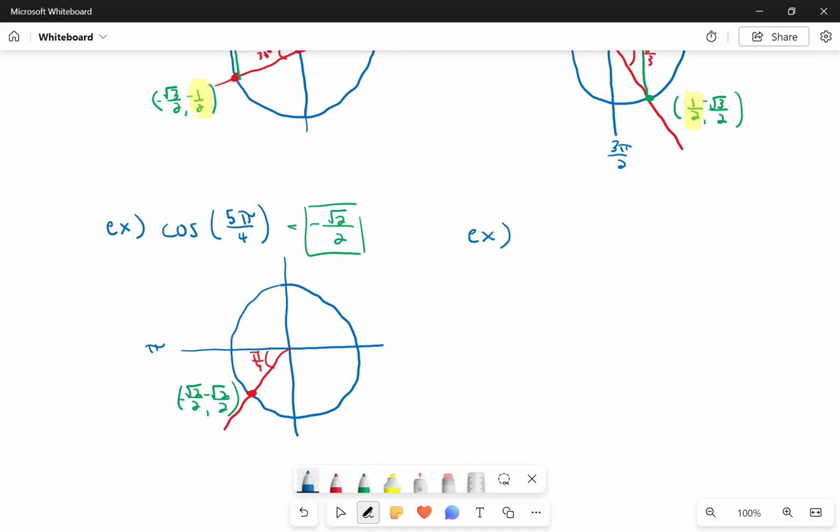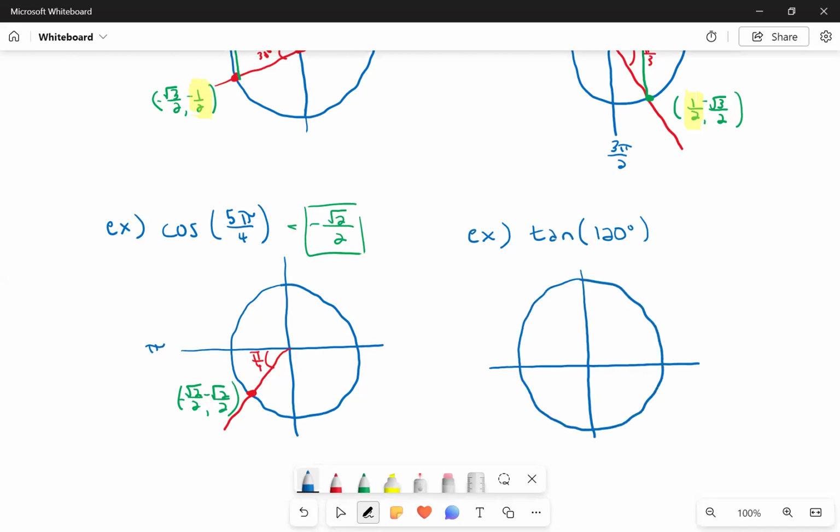Let's say I want to find, how about, let's do tangent of 120 degrees. Okay, 120 degrees. So that's beyond 90 degrees, but less than 180 degrees. So it's in quadrant 2. Okay, so 120 degrees, second quadrant. The question I want to figure out is where is it relative to the x-axis? Since this is 180 degrees, that's the x-axis there. That means it's 60 degrees less.